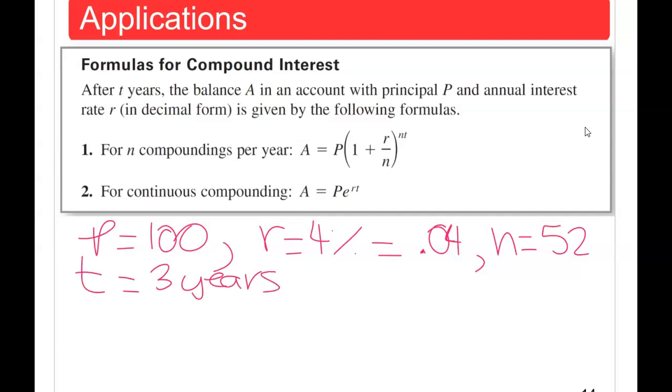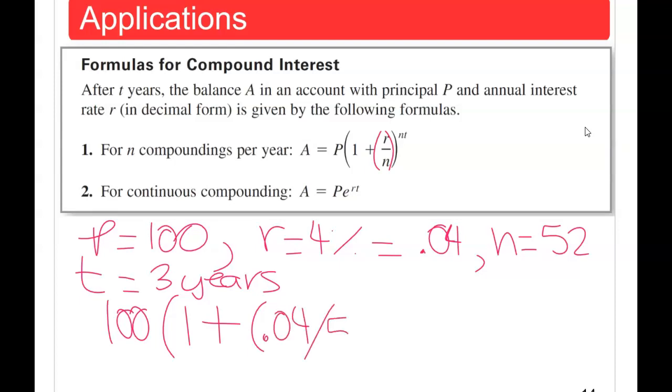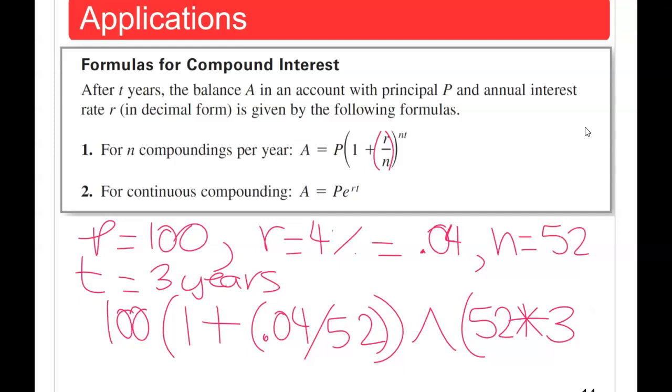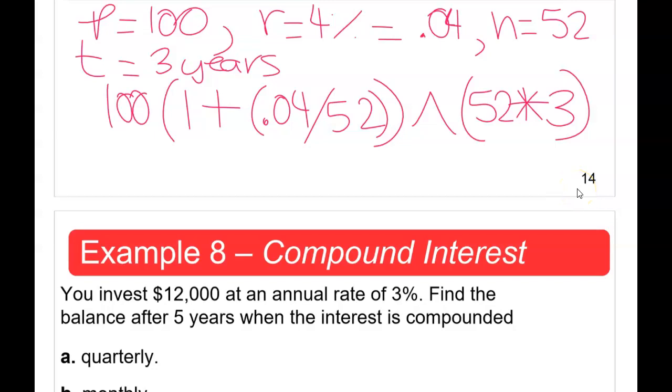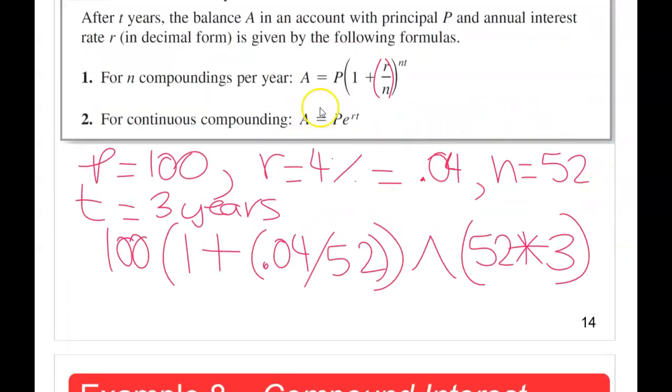So when you enter something like that on your calculator, it will be 100, you open parentheses, then you will have 1 plus, and then again parentheses for this fraction in here. So that will be the rate, which is 0.04 divided by 52, close parentheses, close again, exponent, and then in there you will enter 52 times 3 for years. So be very careful with those exponents. Now, if it was to say continuous compounding, then you will use this formula.